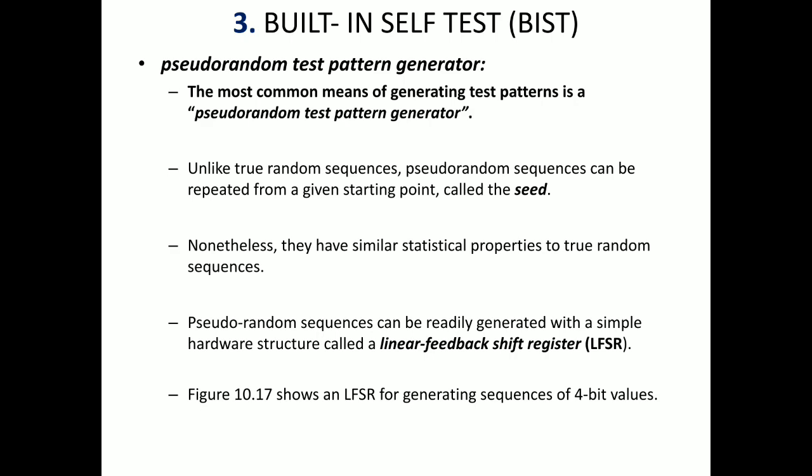I repeat again, in BIST we need to generate the test pattern, so we'll be using a pseudo random test pattern generator. The test pattern generator is constructed using a linear feedback shift register. The test pattern generator means the pseudo random sequences are generated with the help of a hardware structure called a linear feedback shift register. We'll try to construct a linear feedback shift register for 4 bits.